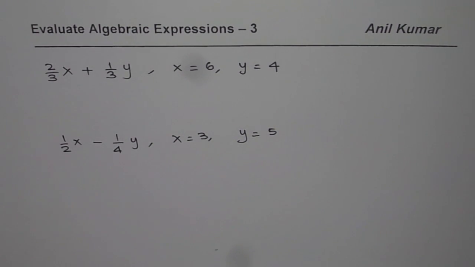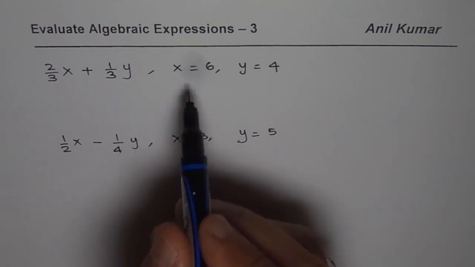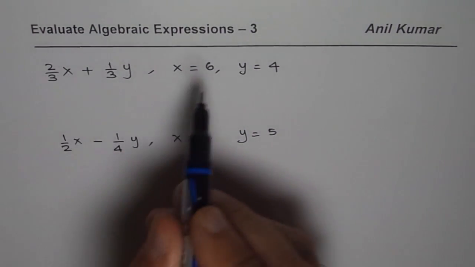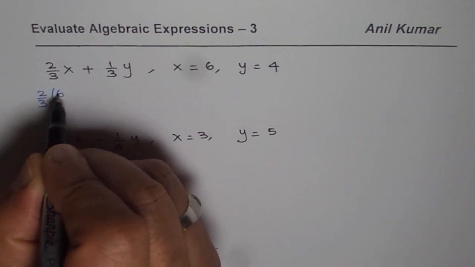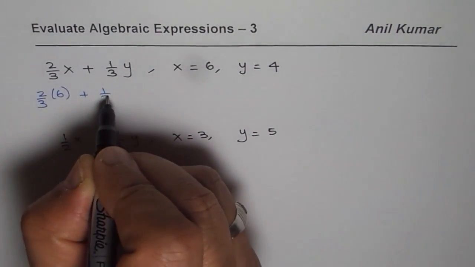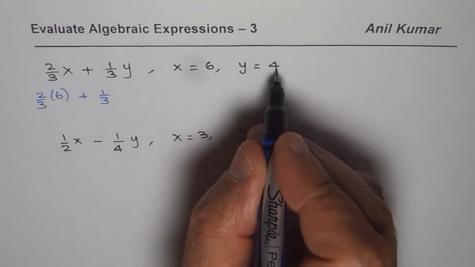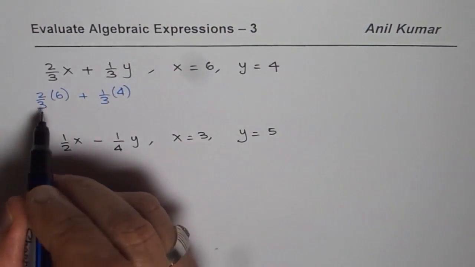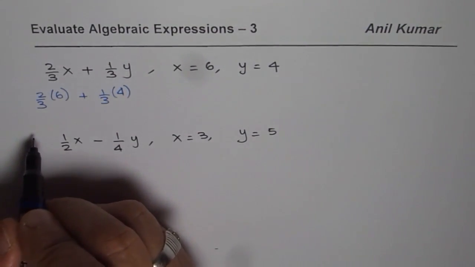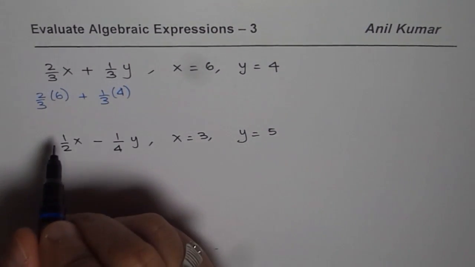Okay, here is my solution. When we are evaluating these expressions, we'll substitute the values. So 2 over 3x, x is 6. So we'll write this as 2 over 3 times 6 plus 1 over 3, y value is 4, so we'll write 4 here. Now we can simplify this.